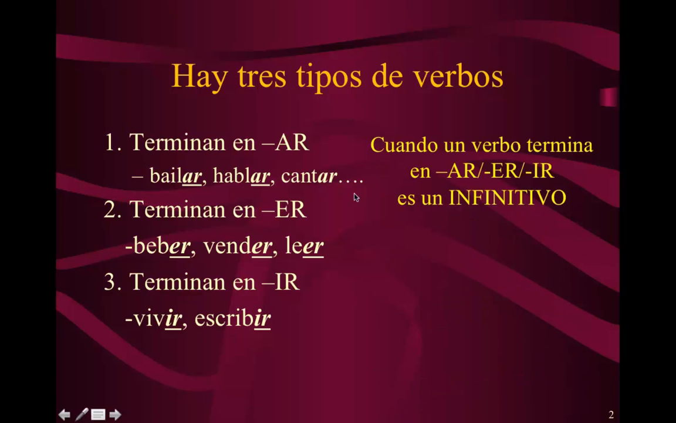Now, when a verb ends in AR, ER, IR, so this word, bailar, hablar, cantar, vender, etc., it's called un infinitivo. So you need to know this term, infinitive, and basically it means that the verb ends in AR, ER, IR. And un infinitivo translates to something. So if a verb ends in AR, ER, IR, its translation is always to dance, to speak, to sing, to sell, to read, and so on. So an infinitive ends in AR, ER, IR, and it translates to whatever the verb is.